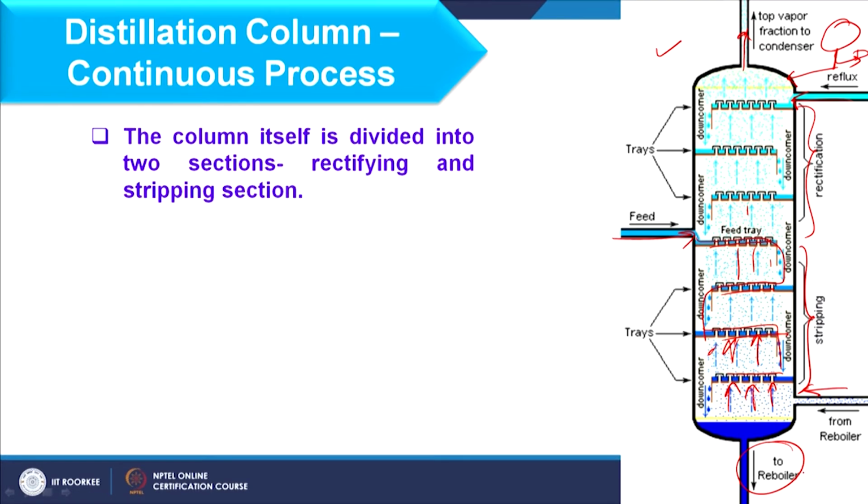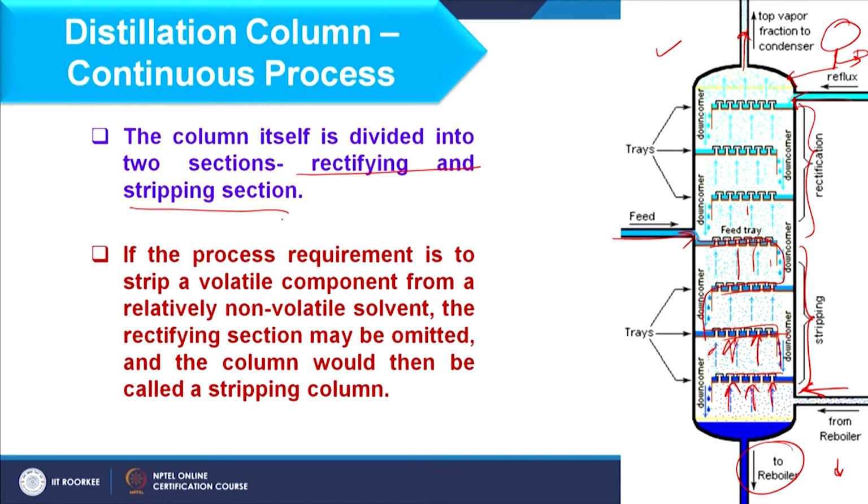Similarly, from the bottom, liquid enters the reboiler, and whatever vapor is generated is recycled back into the column, and from the reboiler we can get the bottom product out. So it has basically two sections, rectifying and stripping, that we have discussed already. If the process requirement is to strip a volatile component from a relatively non-volatile component, the rectification section can be removed and the column can be considered only as a stripping column.